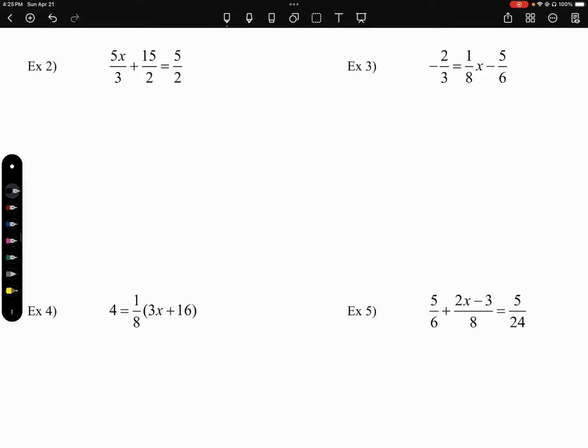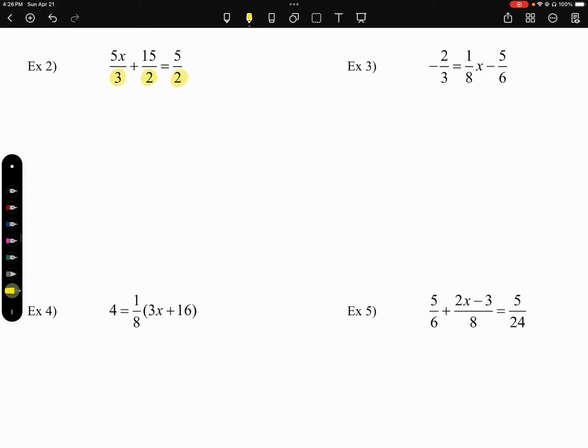This is example 2 from the 10-2 notes on fraction busters. So this equation says 5x divided by 3 plus 15 over 2 equals 5 over 2. Remember, our first step was to identify what the least common multiple is out of our denominators.